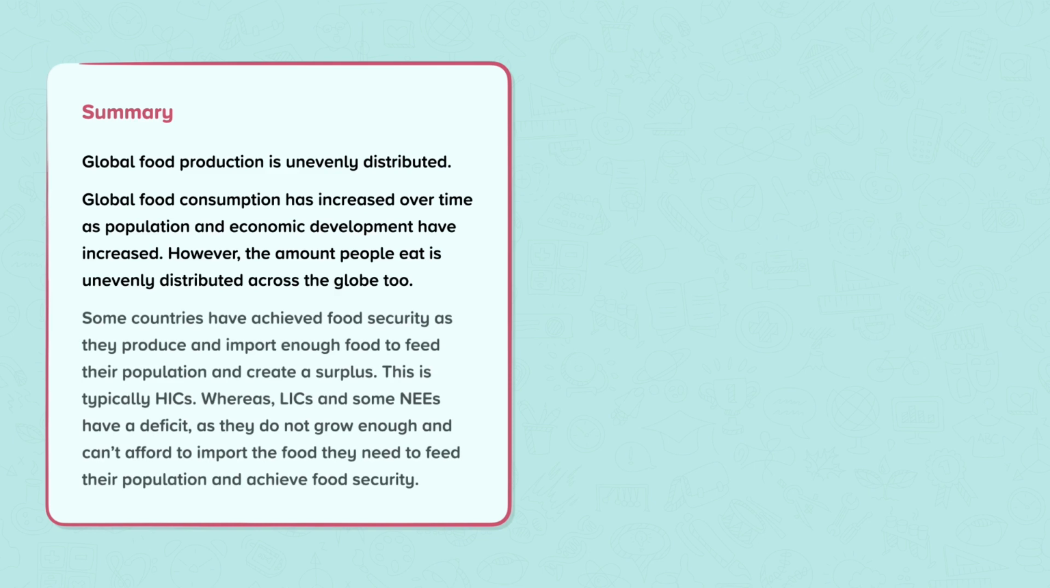Some countries have achieved food security as they produce and import enough food to feed their population and create a surplus. This is typically HICs, whereas LICs and some NEEs have a deficit as they do not grow enough food and can't afford to import the food they need to feed their population and achieve food security.